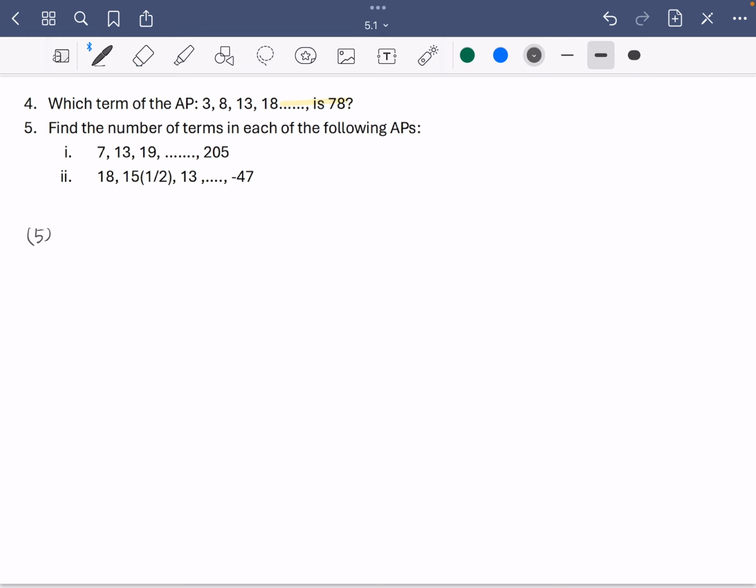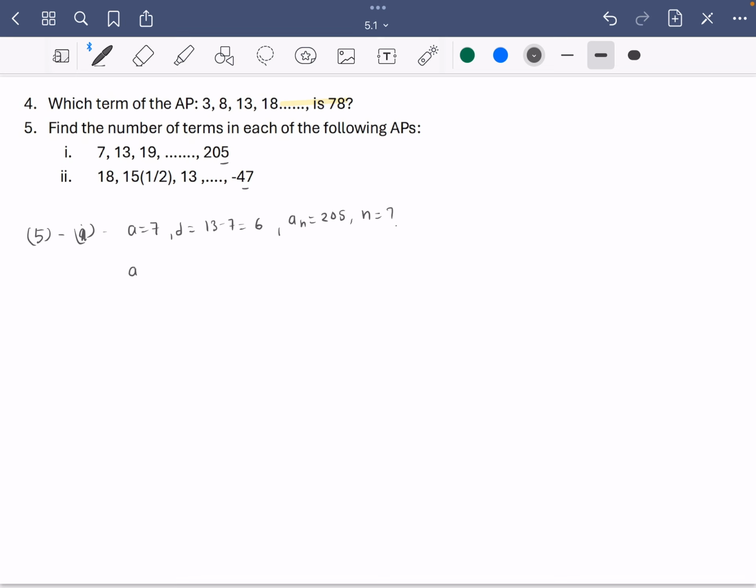Question number 5. Find the number of terms in each of the following APs. So first one, let's see, this is the first one. A is 7. You're given the last term 205. A is 7, d is 13 minus 7, that is 6, and you're given an, that is the last term. We do not know which term this 205 is, so we have to find n.